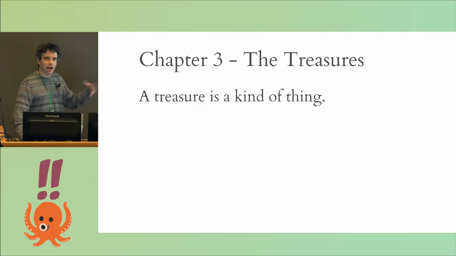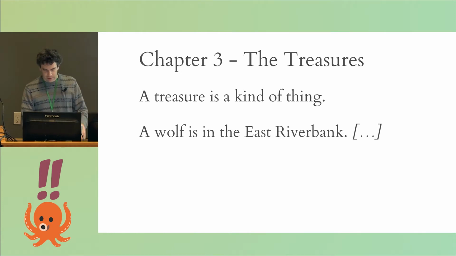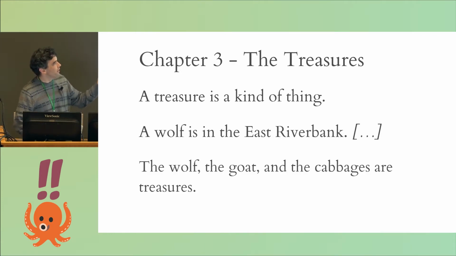There's a sort of class hierarchy in Inform, so we can define types by saying things like a treasure is a kind of thing. And then if we define a wolf and so on, and then we say the wolf, the goat, and the cabbages are treasures, that means that, well, it means exactly what it looks like. They're treasures. Why am I explaining English to you?